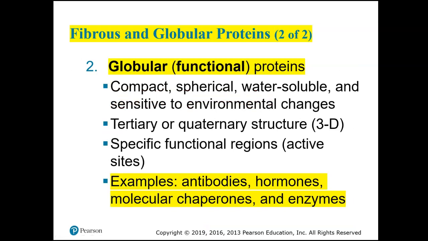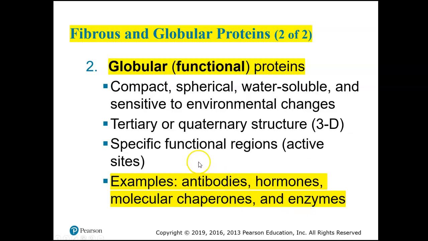Then we have globular proteins, which are described as functional proteins, as they typically play a functional role rather than a structural one. So examples would be antibodies, also known as immunoglobulins, and they help fight disease, fight pathogens in your body. Protein-based hormones, molecular chaperones, and enzymes tend to be globular proteins.